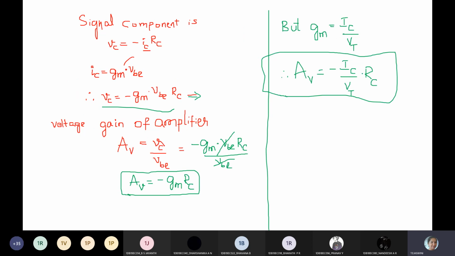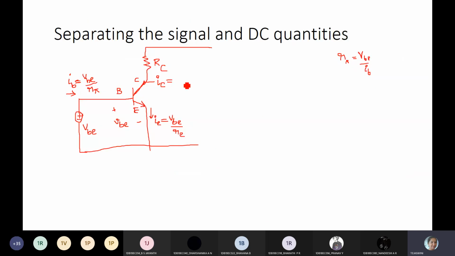You told here, right? GM into VBE. GM into VBE. IC is equal to GM into VBE.